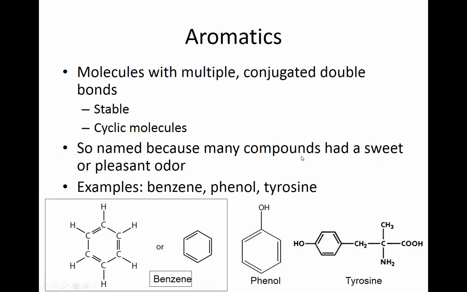Again, another review of aromatics. These are molecules that have multiple conjugated double bonds. They're very stable molecules, and they're cyclic. So they form kind of a circle, like benzene, right here. And these are so named because many of these compounds had a sweet or pleasant or aromatic odor. These are aromatic compounds, like benzene, phenol, and the amino acid tyrosine.